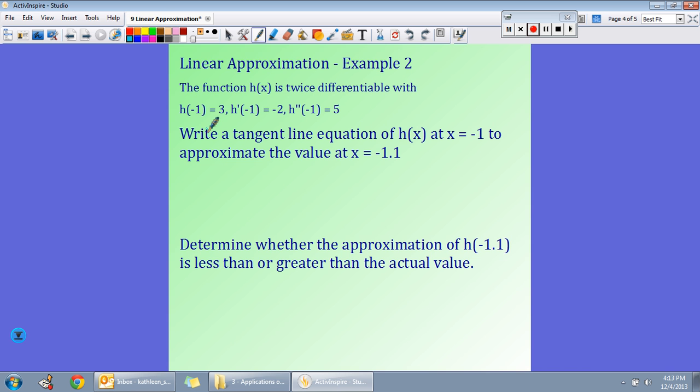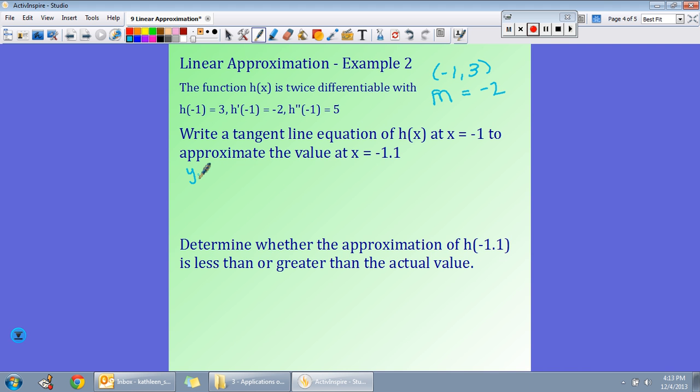Alright, so sometimes when you're asked to approximate different values, you're not given an original equation, you are given different pieces of data. Here we have a coordinate pair. We know that we have the point -1, 3. From our first derivative, we know that our slope value is -2, and our second derivative is 5. But when we go to write our tangent line, we don't need that information just yet.